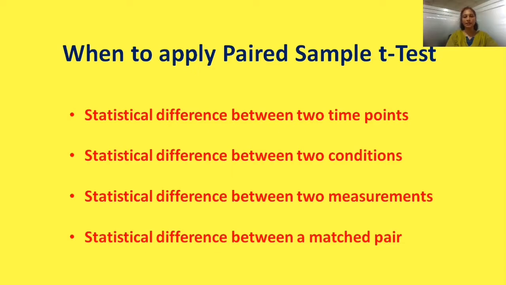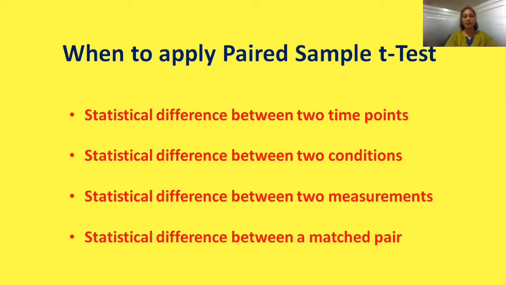The second condition is we can apply paired sample t-test when we are interested to measure the statistical difference between two conditions. So, suppose I have taken a test of the students in the controlled condition, and secondly I have taken their test in the experimental condition. In that case, I can measure the significant difference in their performance with the help of paired sample t-test.